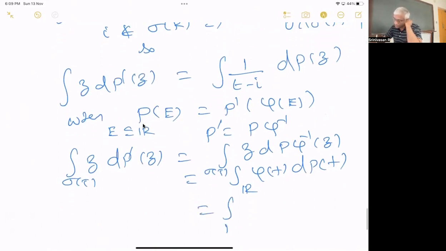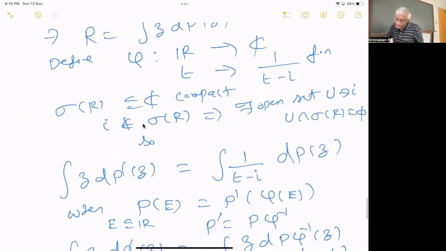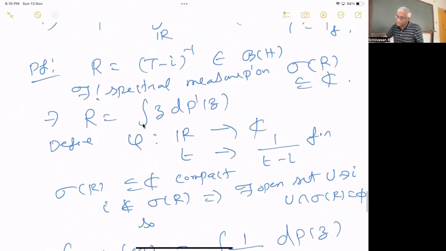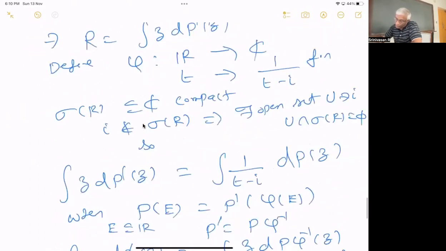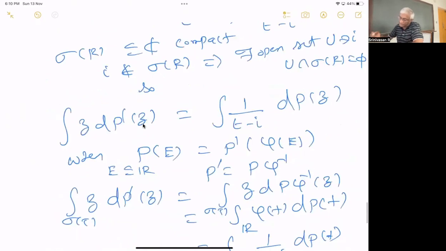Just the integral of 1 by (t minus i) dP_t. Let's say you had a spectral measure P prime on the complex plane. Now you have a function phi defined from R to the complex plane. You define a new spectral measure on the real line such that P of any E is equal to P prime of phi of E. That is, P is P prime composed with phi inverse of E.